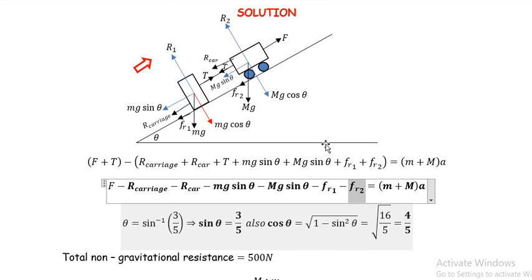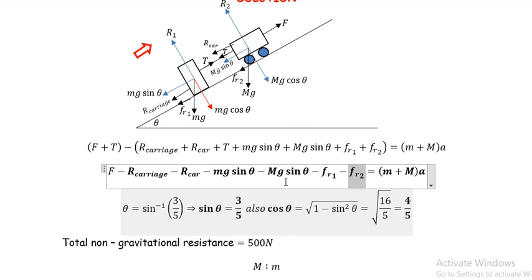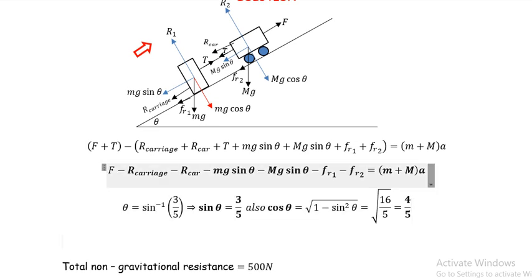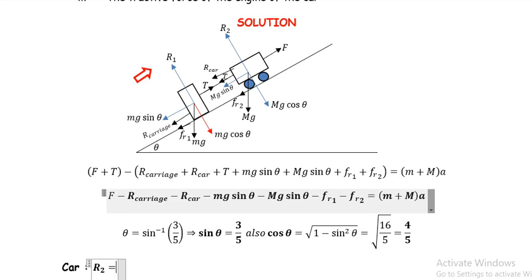Now, since the body is not moving perpendicular to the inclined slope, it means that the forces along the perpendicular are balanced. So if I take the car, I'll have R2 is equal to mg cos theta. If I take the carriage, I will have R1 is equal to mg sin theta. Okay, I want us to take note of that. So for the car, we have R2 is equal to mg cos theta.